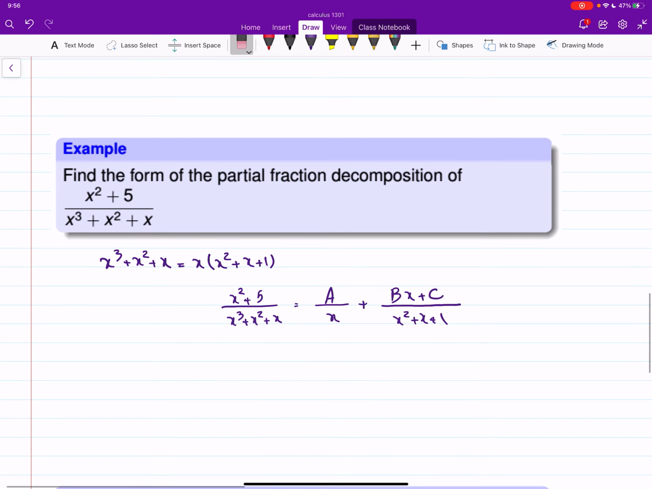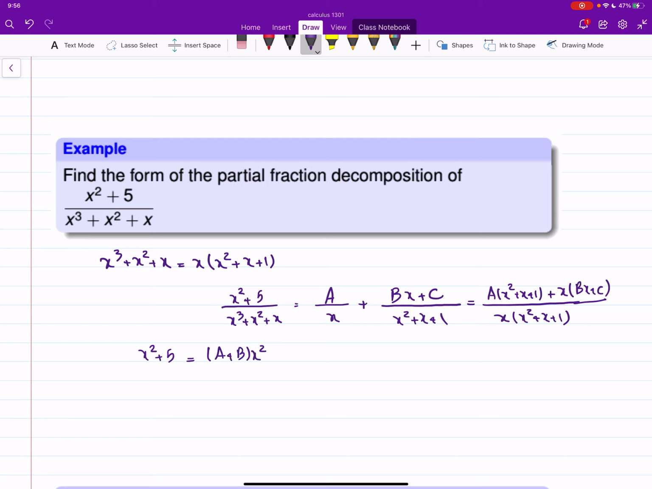Okay, now you can do the work here. So let me just complete this one. I multiply x to x squared plus x plus 1, and I get a times x squared plus x plus 1 plus x times bx plus c. And here, we have x squared plus 5 equals, the coefficient of x squared is a plus b. The coefficient of x is a plus c. The coefficient of the constant is just a itself.